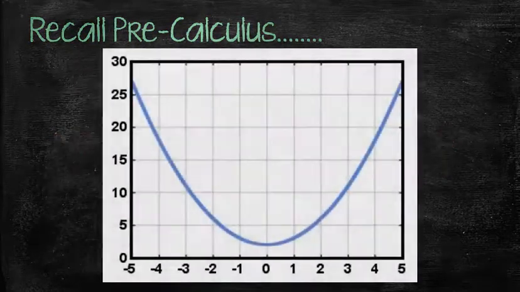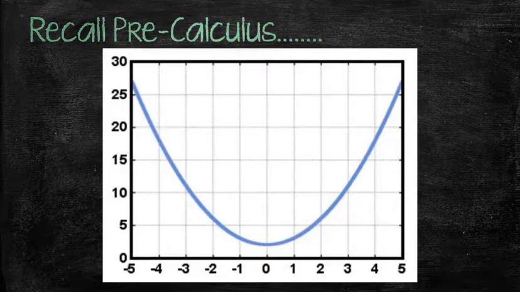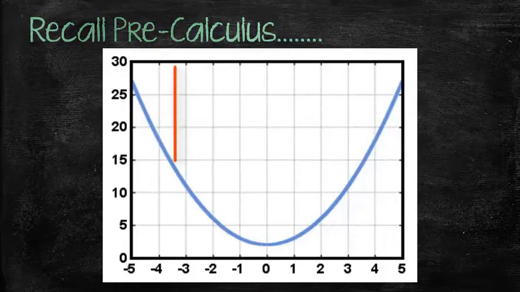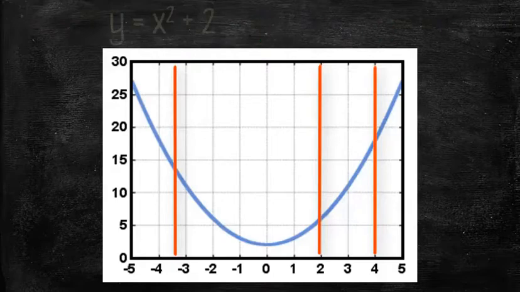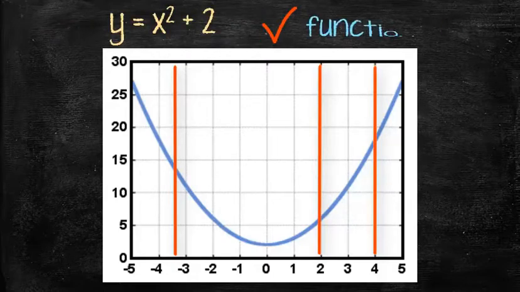Any vertical line that passes through only one point on the graph must assign only one value of y to each value of x for it to pass the vertical line test. Since we can draw a vertical line that passes through only one point on the graph, y is equal to x squared plus 2 can rightfully be considered a function.